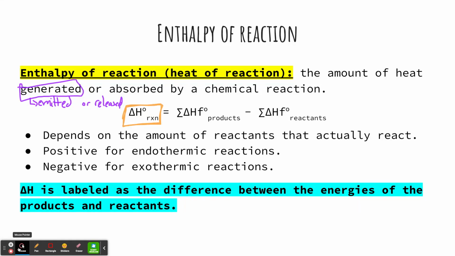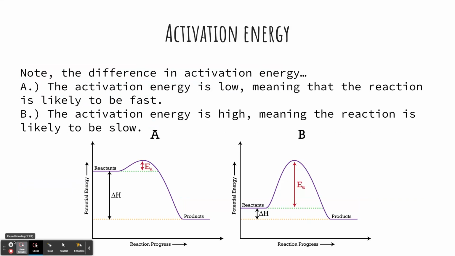Okay, let's continue on. So the activation energy, guys. You'll notice, guys, in A, the activation energy is low, which means this reaction is going to happen fairly quickly. Okay. So since the activation energy is low, this chemical reaction will happen very quickly. Conversely, if the EACT is very high, this reaction will occur slowly.